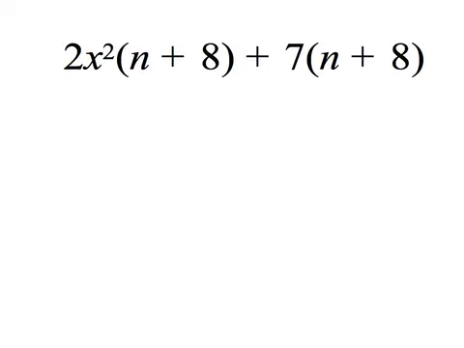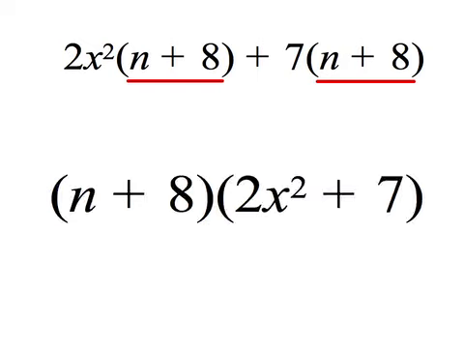Here's another, and we can see that the greatest common factor is a binomial, n plus 8, underlined as shown. So we factor out the n plus 8, and we get that times the quantity 2x squared plus 7.